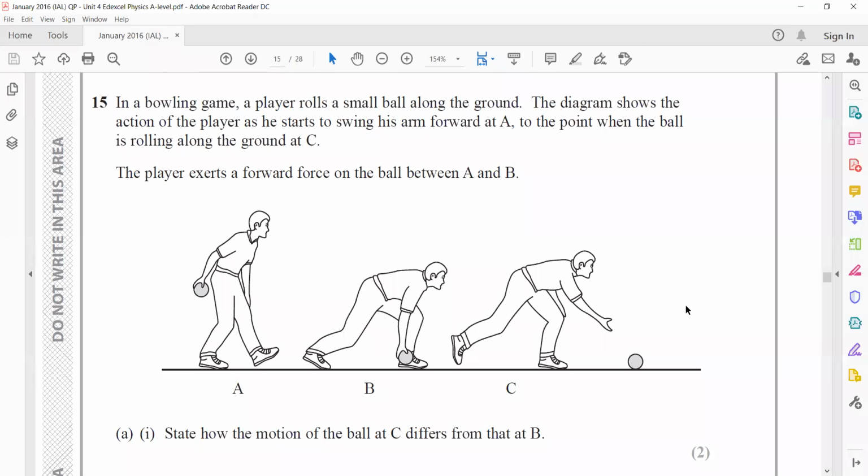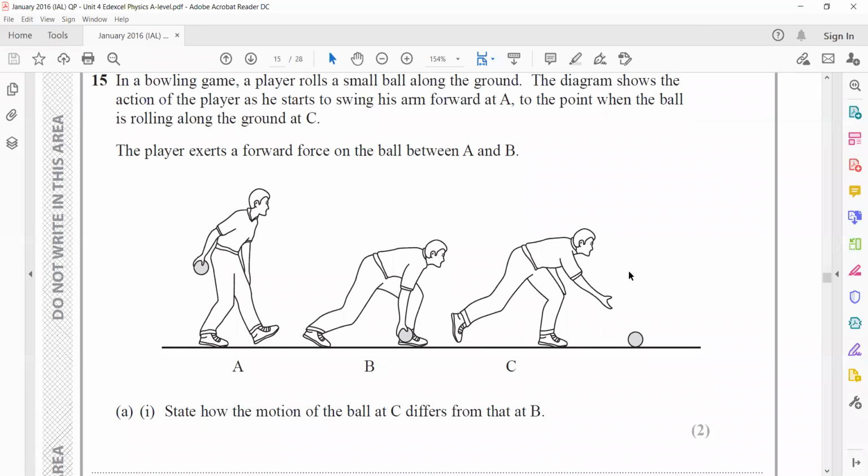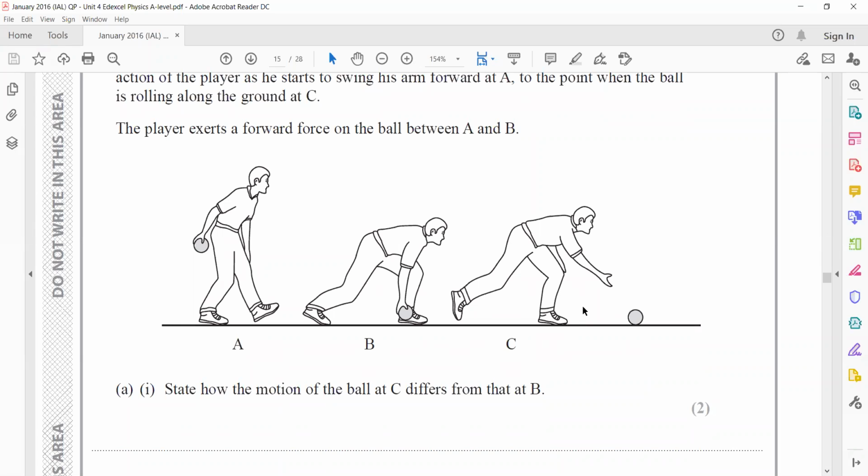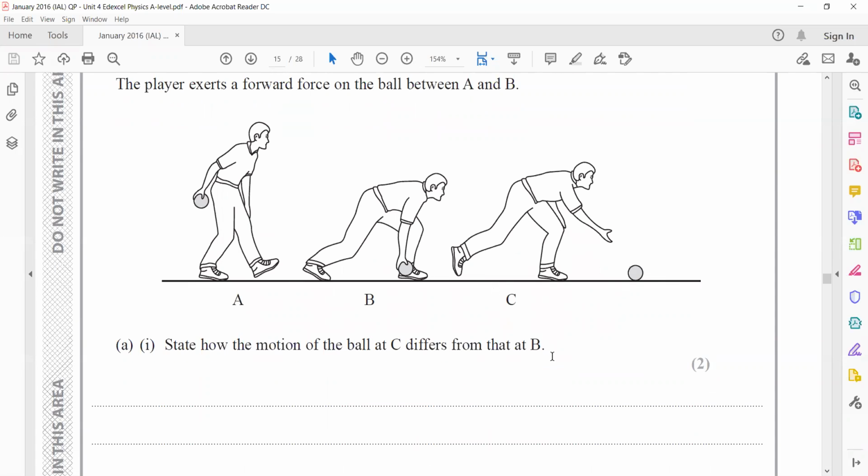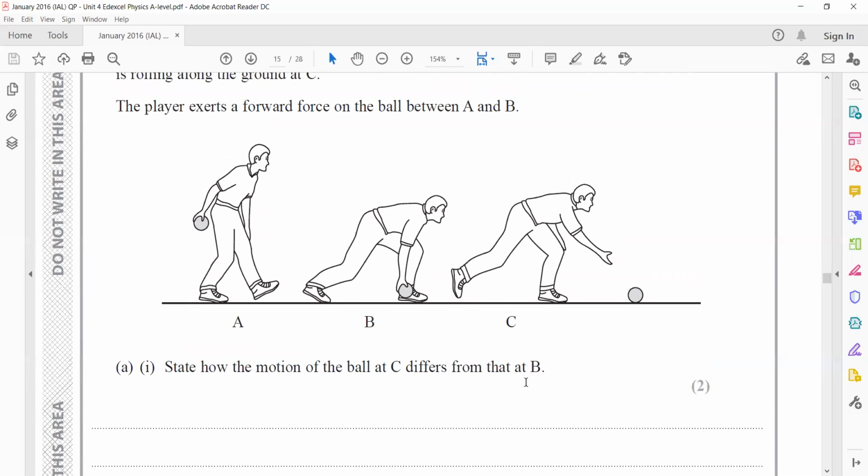In a bowling game, a player rolls a small ball along the ground. The diagram shows the action of a player as he starts to swing his arm forward at A to a point when the ball is rolling along the ground at C. The player exerts a force on the ball between A and B. State how the motion of the ball at C differs from that at B. So what is the difference in the motion between B and C? Can you identify from the figure?